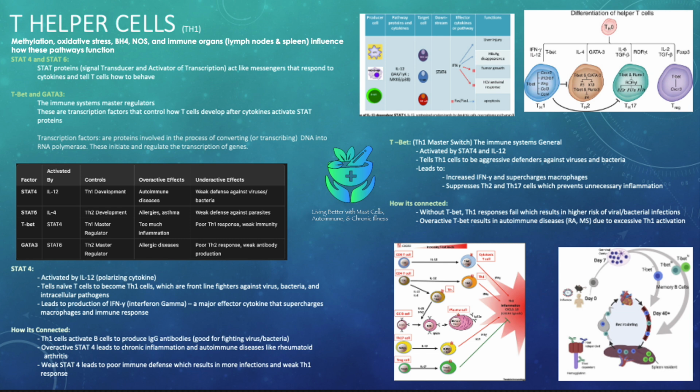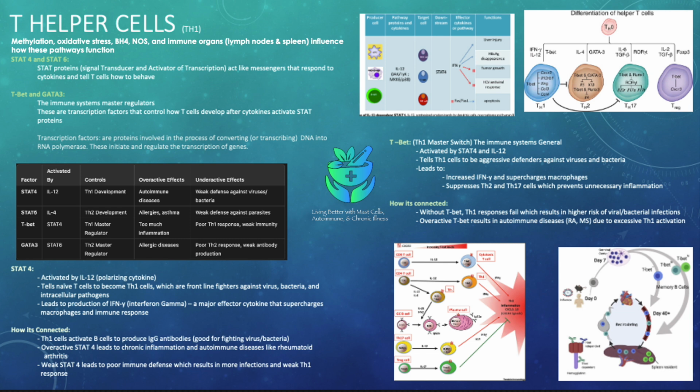So STAT4 is activated by interleukin 12, and it tells naive T cells to become Th1 cells, which are frontline fighters against viruses, bacteria, and intracellular pathogens. This will lead to the production of interferon gamma, a major effector cytokine that supercharges macrophages and your immune response. How it's connected: Th1 cells activate B cells to produce IgG antibodies, and that is good for fighting viruses and bacteria. But an overactive STAT4 leads to chronic inflammation and autoimmune diseases like rheumatoid arthritis. And weak STAT4 leads to poor immune defense, which results in more infections and a weak Th1 response.